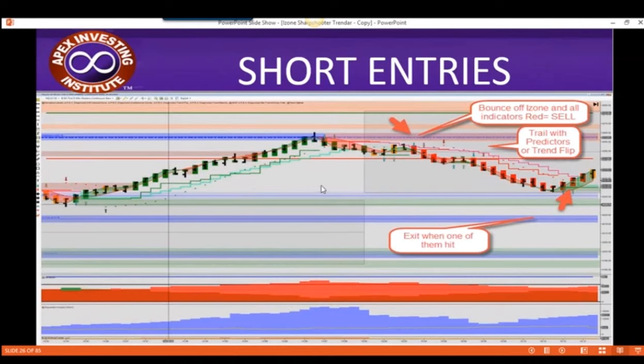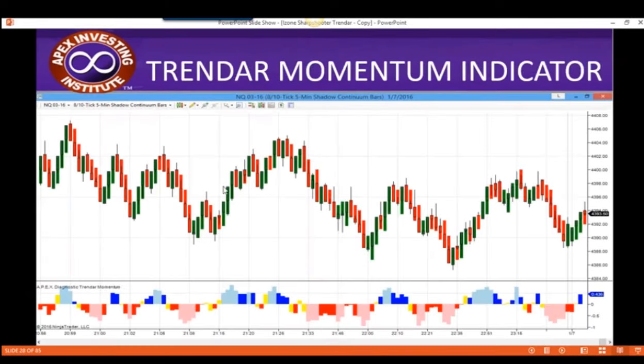Okay, and what we've done is gone back and programmed in a new entry. It's called the Trendar momentum indicator, and it's this indicator that you see at the bottom. Looks complex. It's not. All you've got to do is look at one thing. See over here the zero line. You've got negative and positive. Zero line means right here. This indicator is either below the zero line or above the zero line. Doesn't matter what color, yellow, blue, don't pay attention to that. Is it above it or below it?